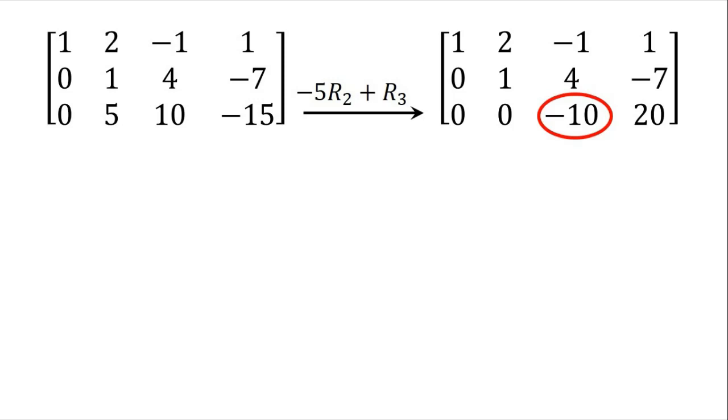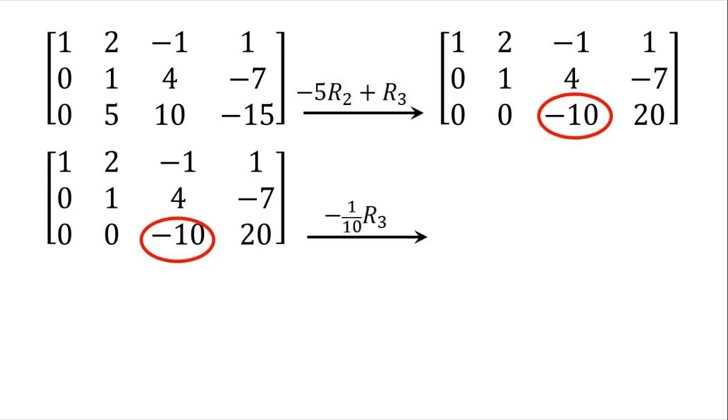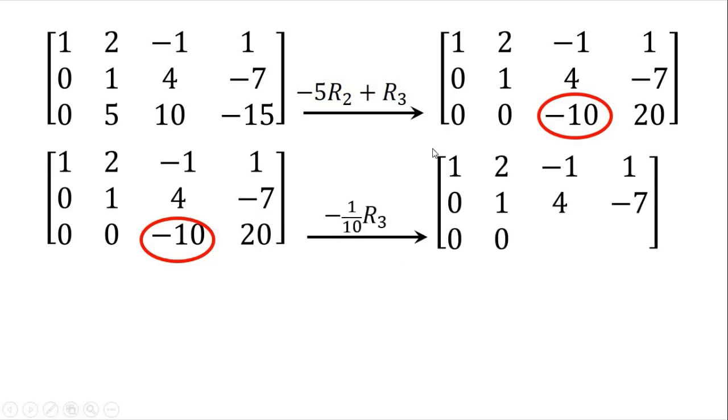And then, finally, we have to make this entry negative 10 into 1. The leading entry of every row must be 1. So to do that, we multiply the third row by negative 1/10. Doing that, and simply copying the first and the second rows, we get a 0 here, and a positive 1, and negative 1/10 times 20 is negative 2.